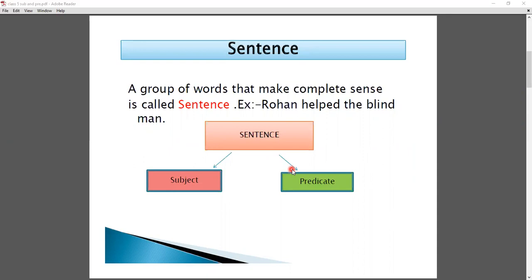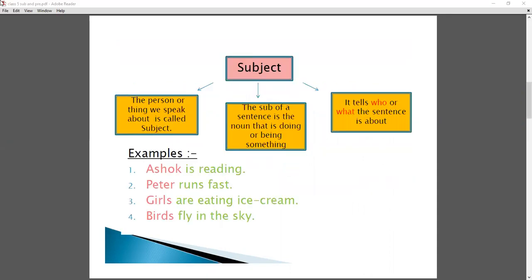So first, the subject. Children, what is a subject? Subject क्या होता है sentence के अंदर? Now children, there are three ways to identify the subject. The person or thing we speak about is called a subject.